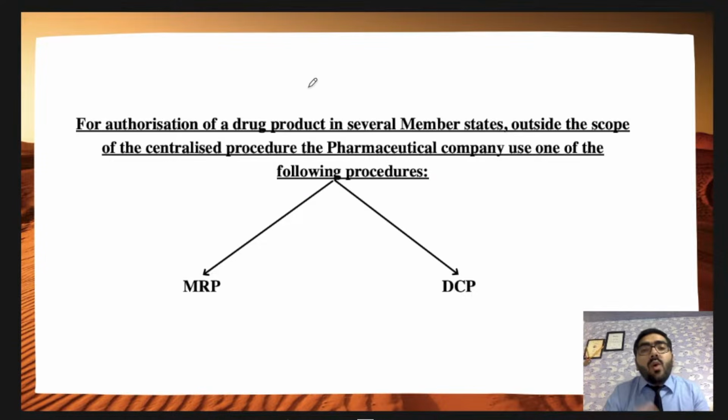For authorization of a drug product in several member states, if the applicant wants to market a product in several member states, they will file the application by two procedures. First is MRP and second is DCP. So they will file by two procedures, MRP or DCP.